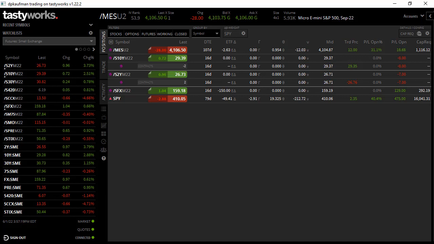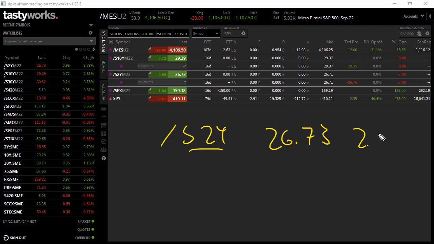What's really cool about small exchange is they came out with a product where you can literally trade, you'll see it over here, it says /S 2Y. That's the 2-year. What's it trading for? It says 26.73. What that amounts to is 2.673. So you're actually trading the rate.